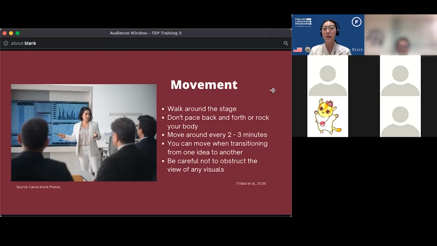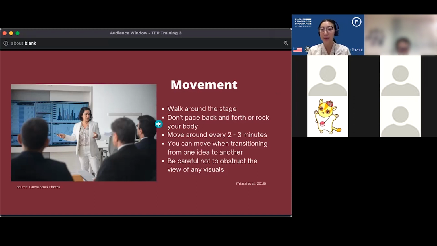However, some presentations are more engaging when there is movement. This includes for the TEP-CUP. There should be some movement. The student should not just stand behind the podium. You want your students, for some presentations, to move around the front of the classroom or the stage.